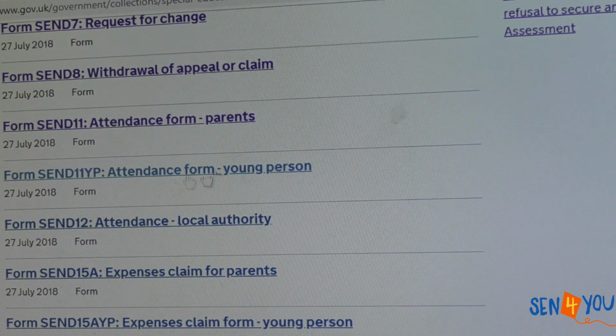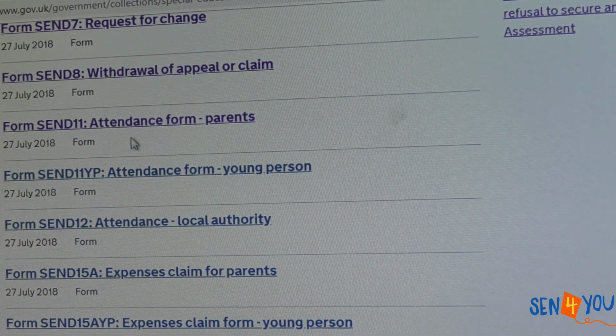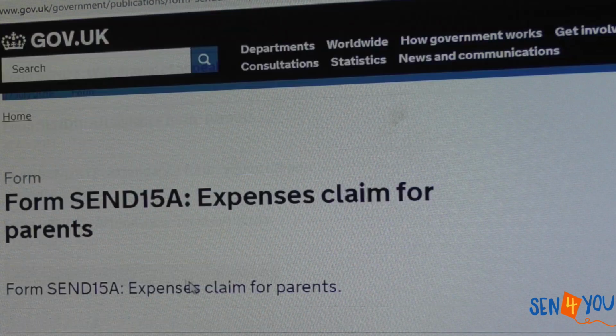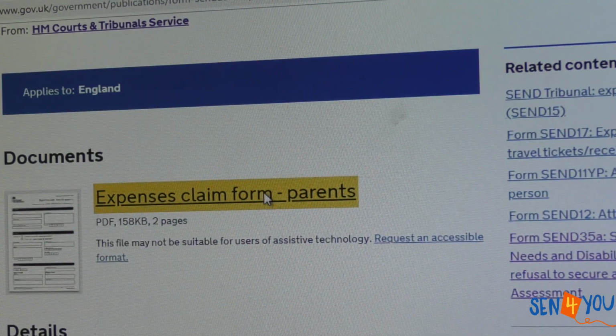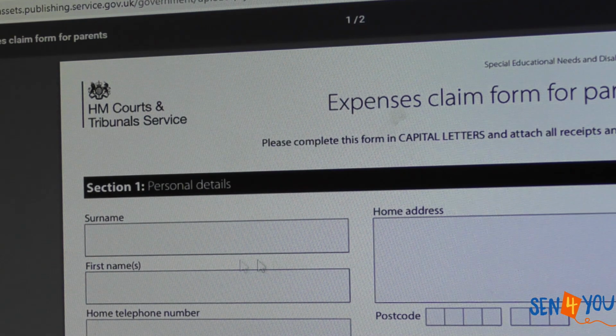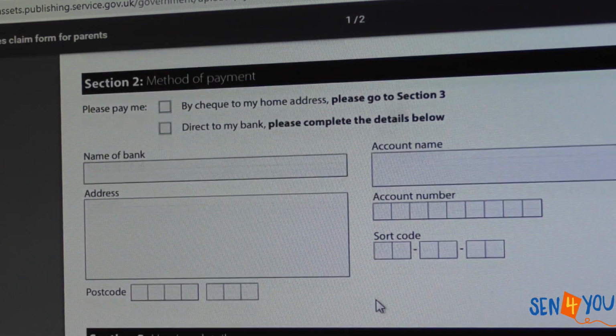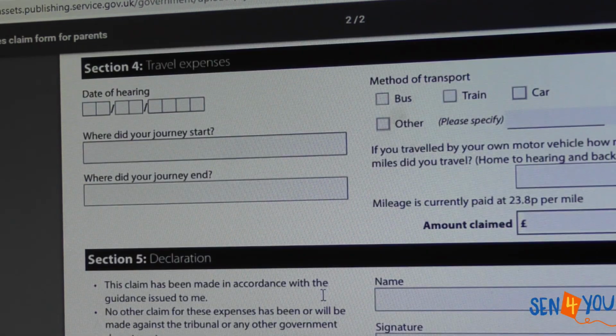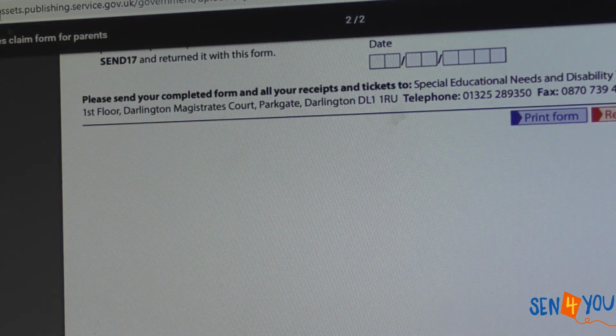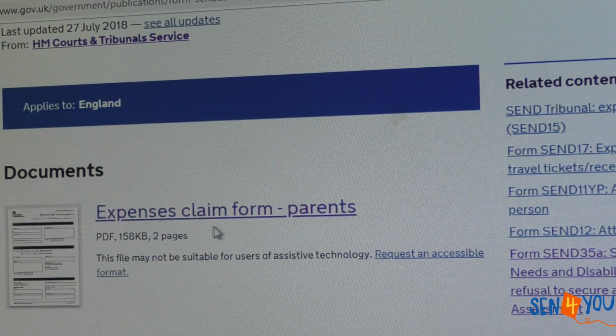The young person can also complete an attendance form where they're bringing the appeal. The local authority has to complete an attendance form, and it generally will submit that when it submits its response to the appeal. Now, there are some expenses that you can get from going to the tribunal. And this is the claim form that you would use, and you complete that at the end of the hearing if you want to try and recover some expenses from the actual proceedings.